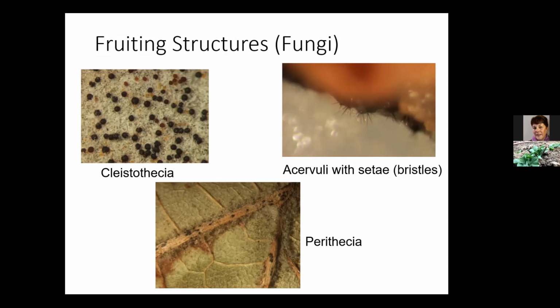Cleistothecia actually look like somebody sprinkled pepper on the leaves. And so once you look at it with a hand lens, you would be able to see that they were structures stuck on the leaves, basically.